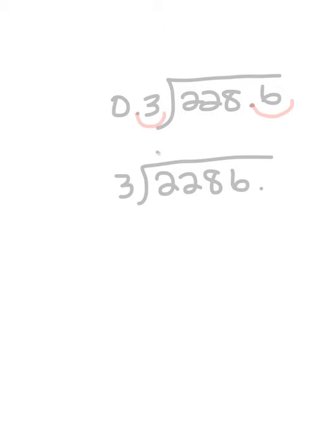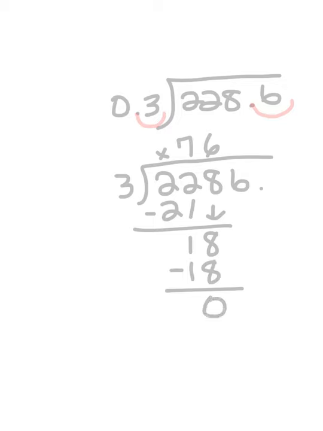Does 3 go into 2? No. It goes into 22 7 times. That's 21. I subtract, compare, that's okay. So I bring down my 8. 3 goes into 18 6 times. 6 times 3 is 18. I subtract, nothing left over, so that's okay.